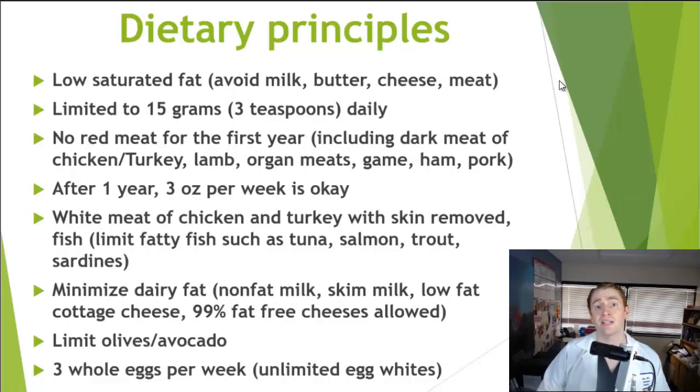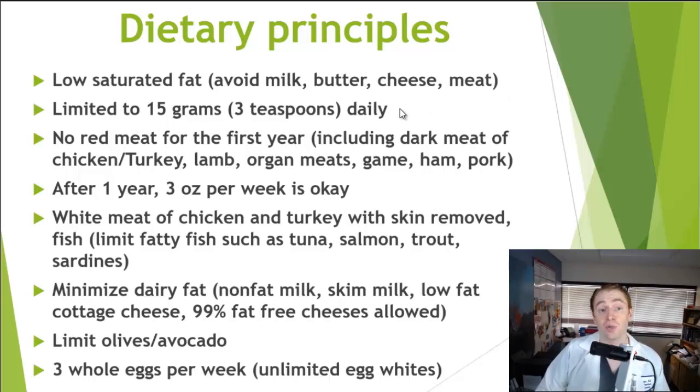So Swank designed a diet which he recommended to all of his patients in Montreal starting in 1948 that is now known as the Swank diet, centered around low saturated fat. So you would avoid things like whole milk, butter, cheese, and meat, and you would limit saturated fat to only 15 grams per day, or 3 teaspoons.